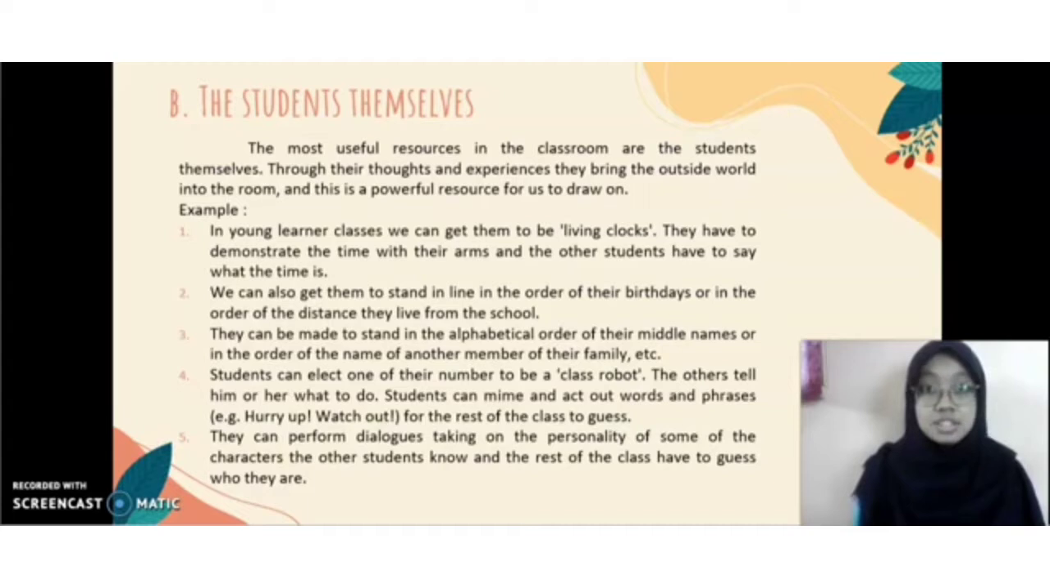Fourth, students can elect one of their members to be a class robot. The others tell him or her what to do, and students can mime and act out words and phrases, for example, hurry up, watch out, for the rest of the class to guess. And the last, they can perform a dialogue taking on the personality of some of the other characters the other students know, and the rest of the class have to guess who they are.